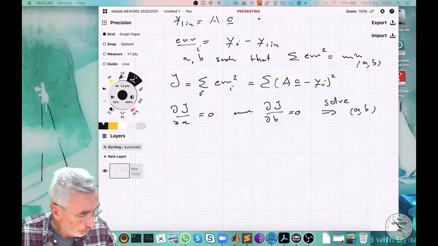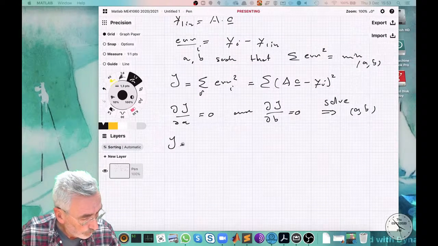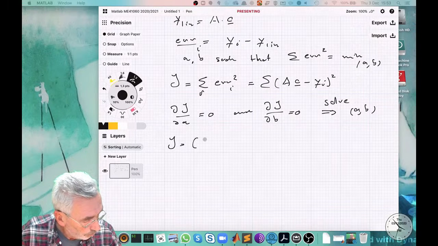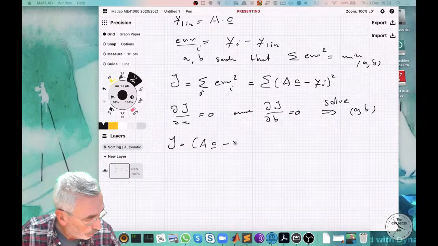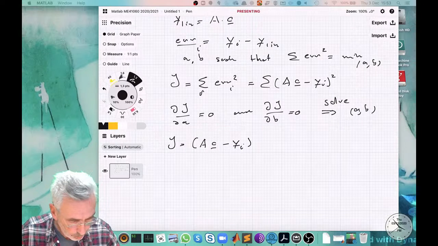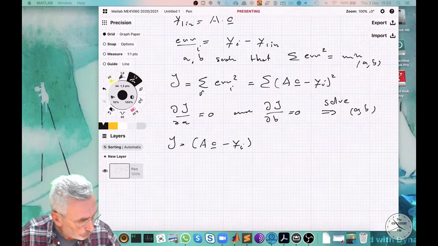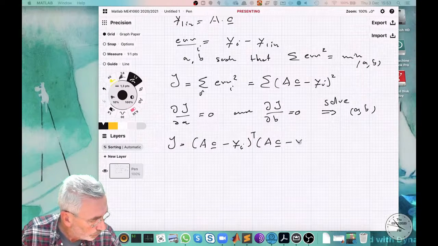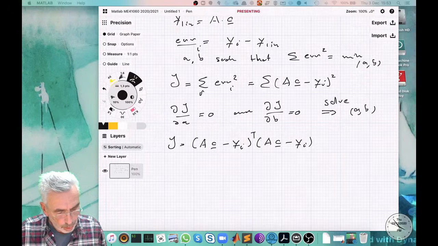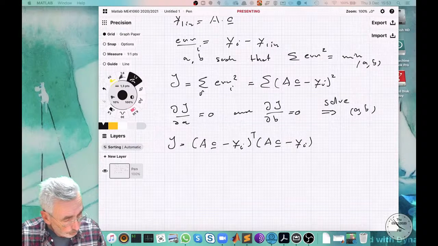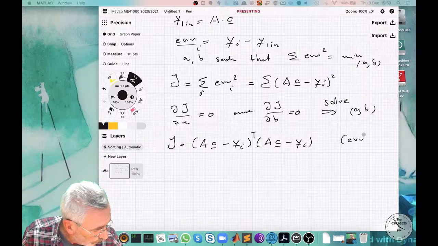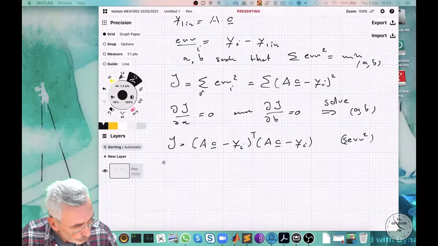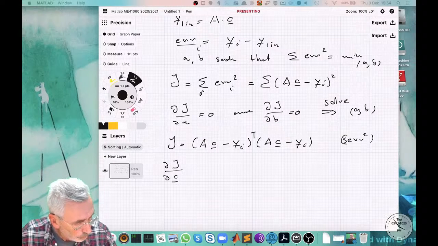So let's write that out. How does it go? Well, we can formulate J, because we have our error here, right? That's in a matrix-vector form, and it should be A C minus y_i, transposed, of course, times this, because then we get the sum of all the squares of all these errors. That is actually the error squared, and the sum of that. And now we can take all these derivatives.